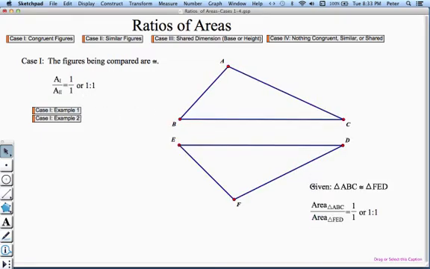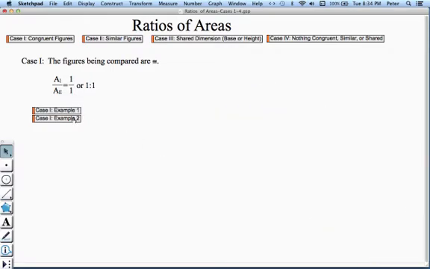Suppose I'm given that triangle ABC is congruent to triangle FED. Well, that would mean that their bases are congruent, and that would mean that their heights are congruent. So the area of triangle ABC compared to the area of triangle FED is simply 1 to 1. All right, what's another example?